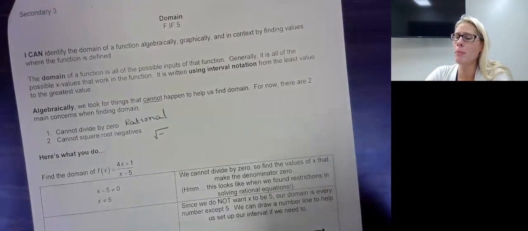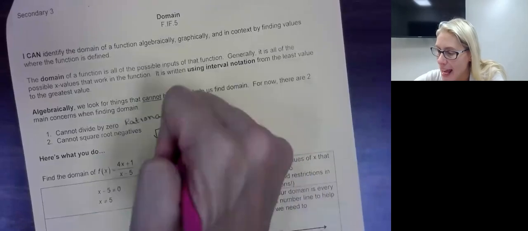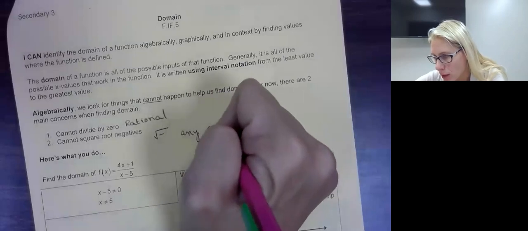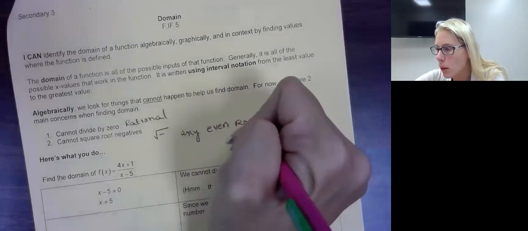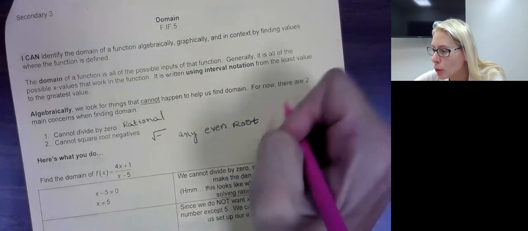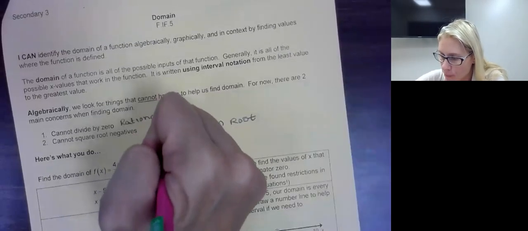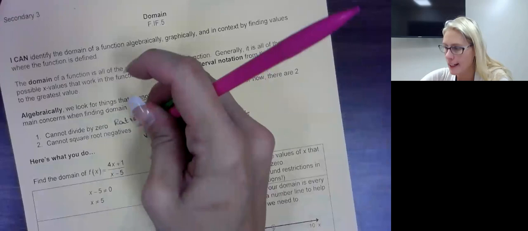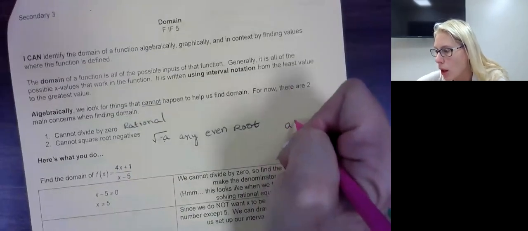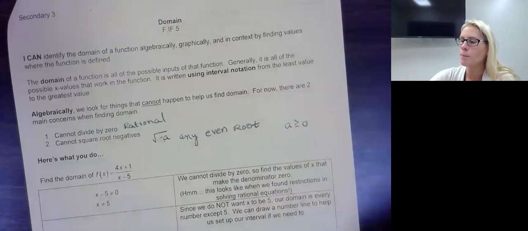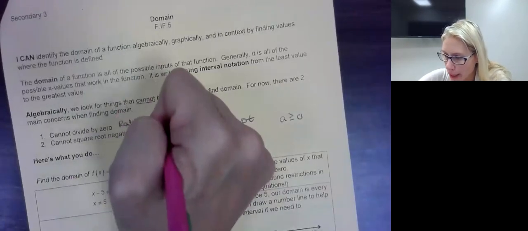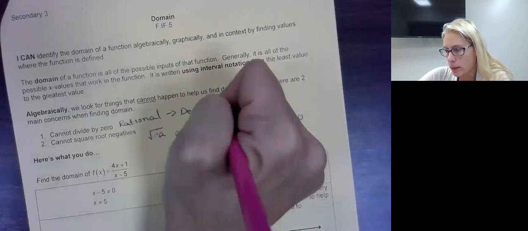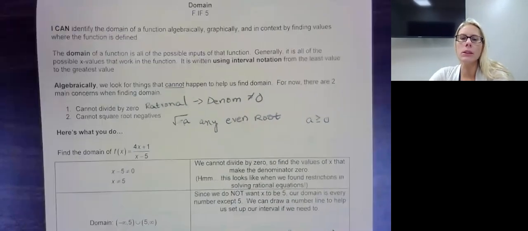Now, the other thing I want you to keep in mind is that it's not just square roots, it's any even root. So when we see any even root, we're going to take what's under the square root, let's just say it's a, and set that greater than or equal to 0. And in the rational, the denominator cannot equal 0.